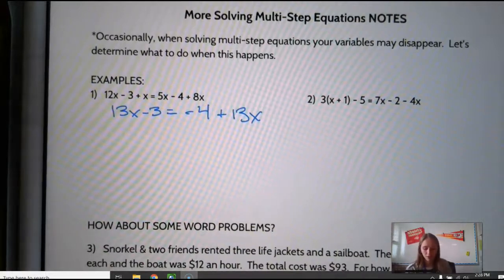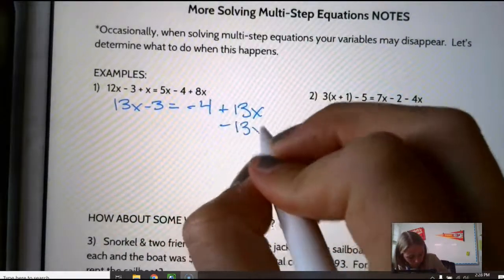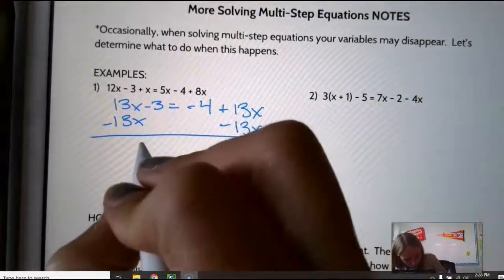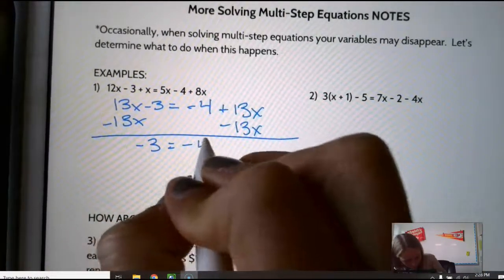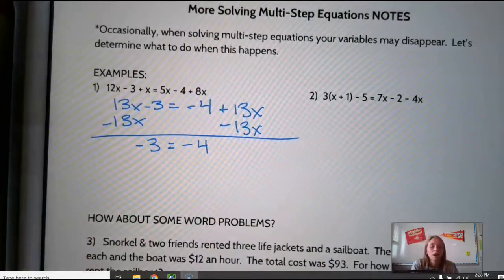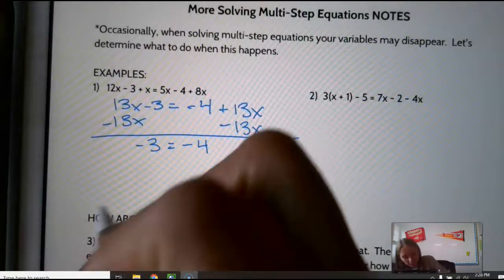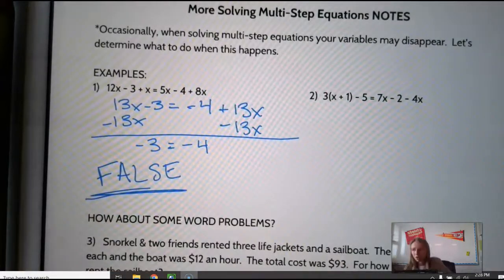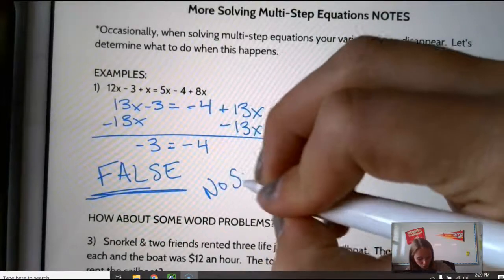Now I want to get my variable onto the same side. So I'm going to subtract 13x from both sides, and then we end up with negative 3 equals negative 4. Now, is that true? No. So this is false. Since that is a false statement, there is no solution.